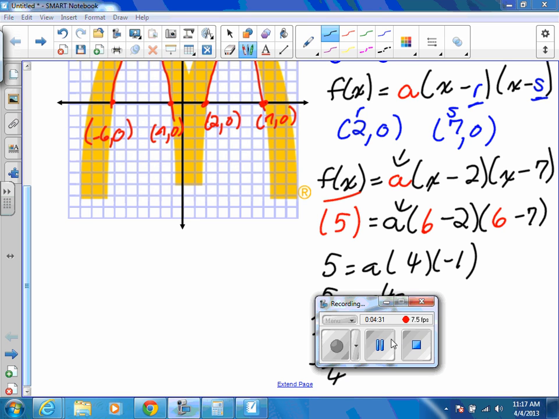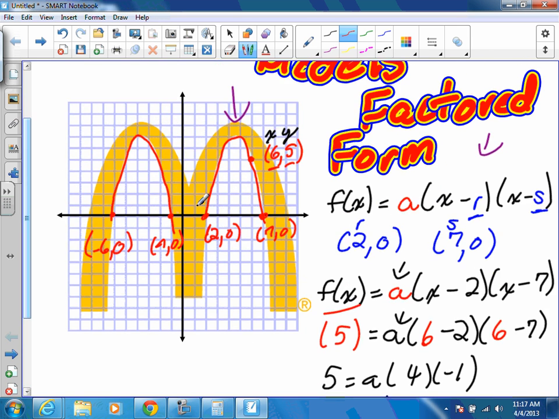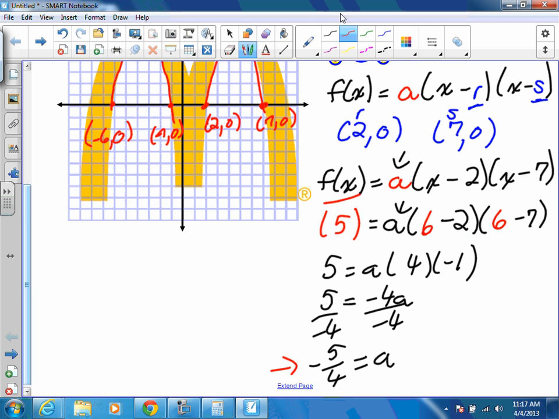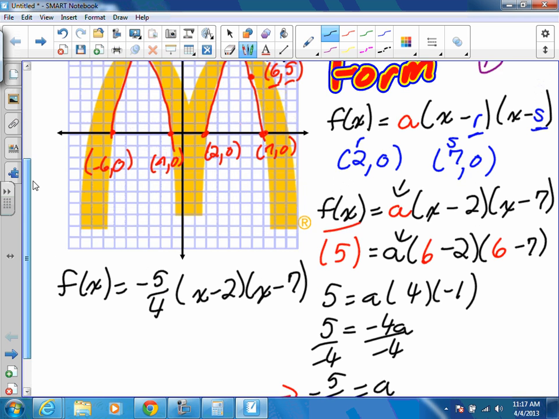Okay? Our a value is what? What's the operation there? It's negative, right? And does that make sense with our arch? Do we need a negative value? Yeah, it's facing downwards. So the equation of the very first arch we've made is f at x is equal to negative 5 over 4, x minus 2, and x minus 7. Okay? So we've just created the model for the parabola in factored form.